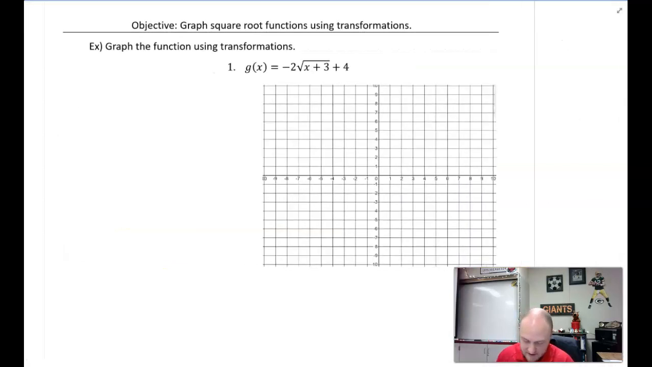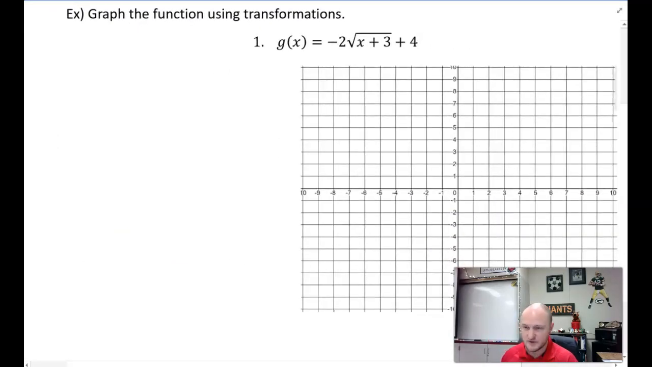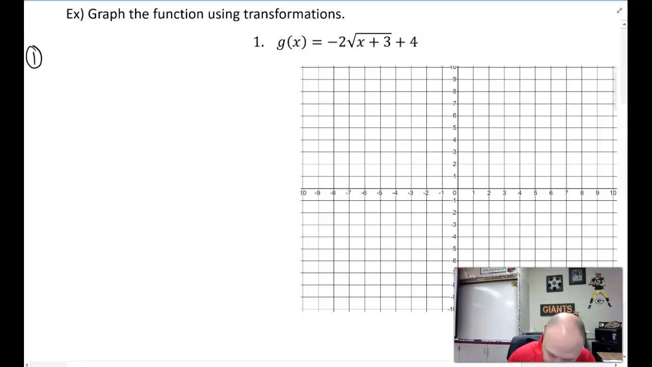All right, so here is example number 1. Please write this in your notes. All right, step 1, I'm going to identify my A, which is -2. I'm going to identify my H, which is -3. And I'm going to identify my K, which is positive 4. Okay, so there's A, H, and K.